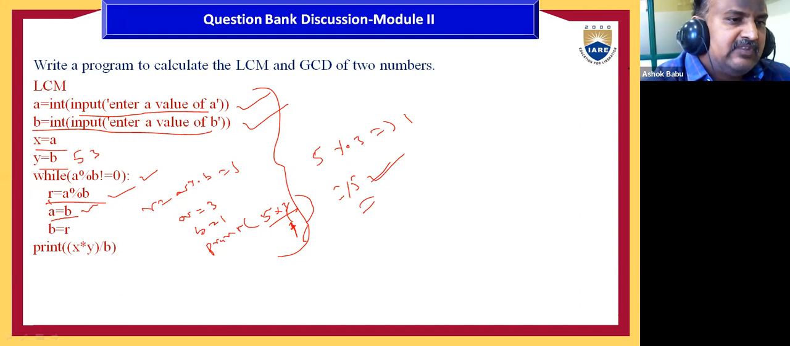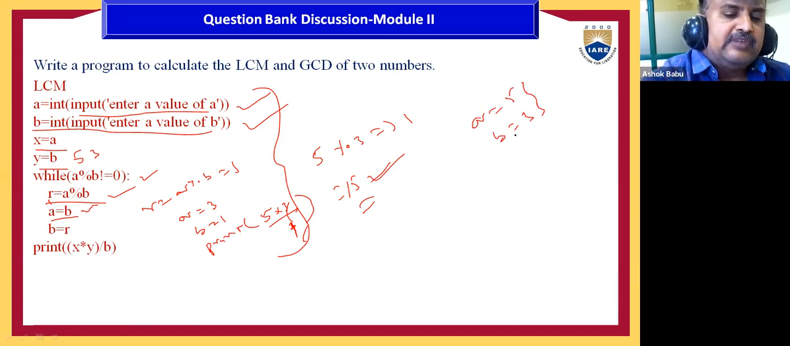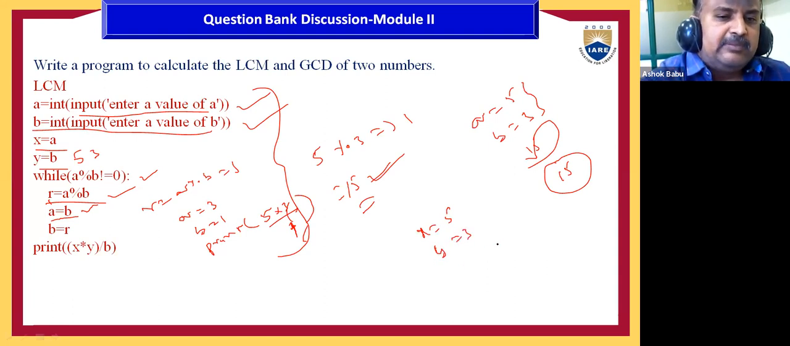Here I am assuming A equal to 5 and B equal to 3. I need to find the LCM of 5 and 3. Directly we can find that 15 is the LCM, but by using the method we can also find the answer. So X equal to A, which is 5, and Y equal to 3. Next, A modulo B means 5 modulo 3, which is equal to 1. When it is not equal to 0, we assume R equal to A modulo B.